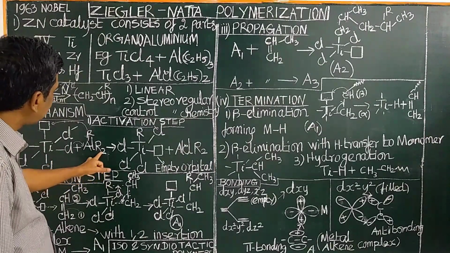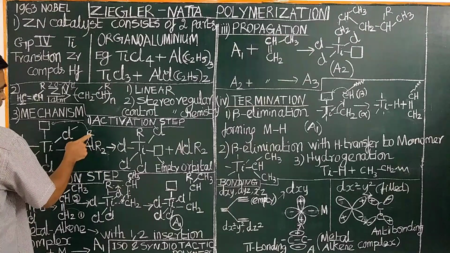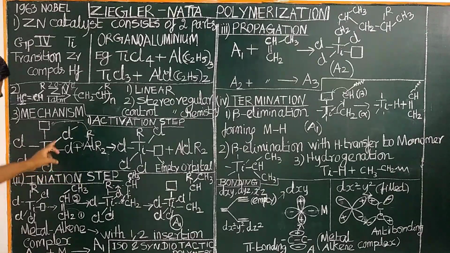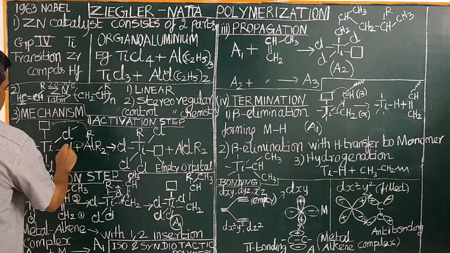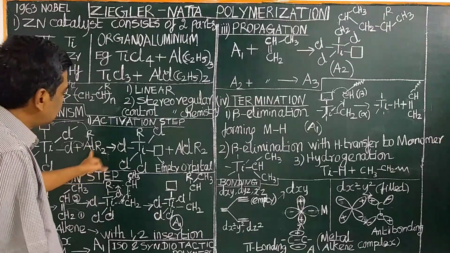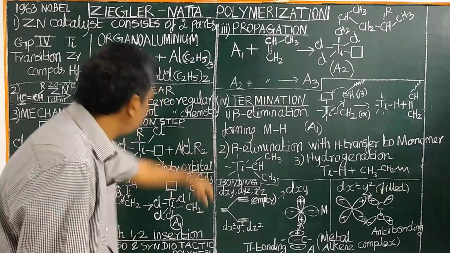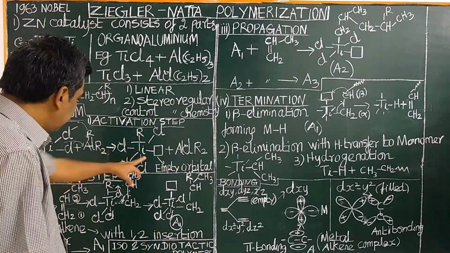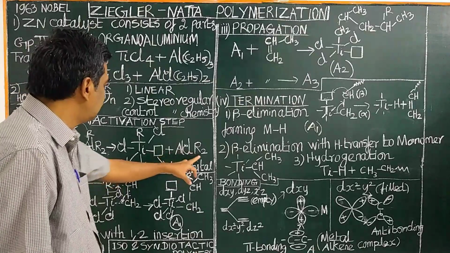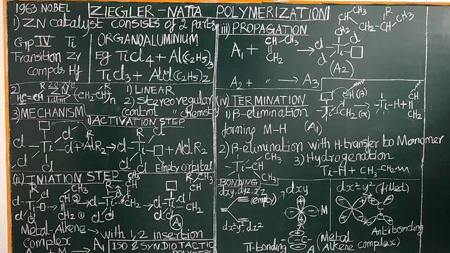It comes in contact with triethyl aluminium. Okay. The R group, the ethyl group, migrates to the vacant coordination site. At the same time, when it migrates, the chlorine is kicked out, and it forms a complex with the aluminium to give aluminium monochloro diethyl alkyl. Okay. Again, there is an empty orbital in the activated complex, a vacant coordination site.